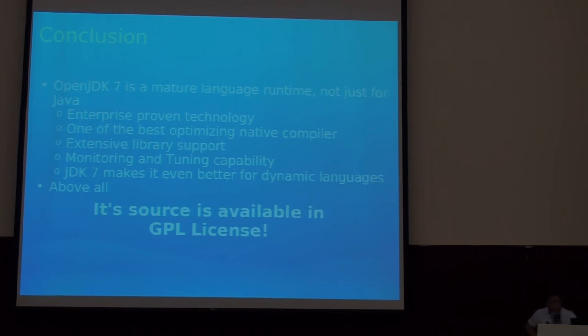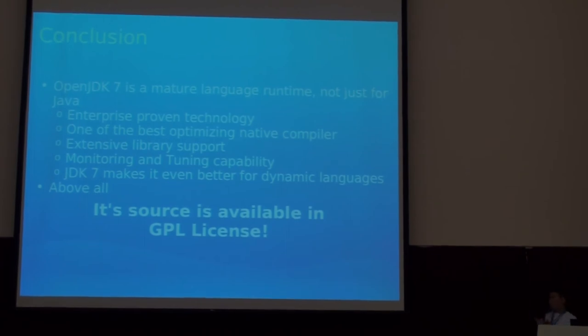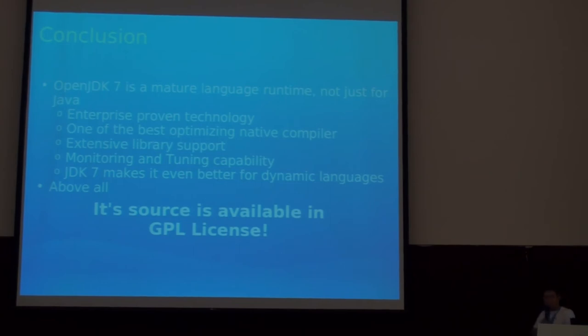Out of the box, you get a monitoring facility for the JVM and all the things like that. And with the Java 7 enhancements, it makes it even better for dynamic languages, and it's all available as an open source project. So there's no reason why you should write your own VM anymore, and you should all just use the Java VM. Okay, so that's the end of my talk.